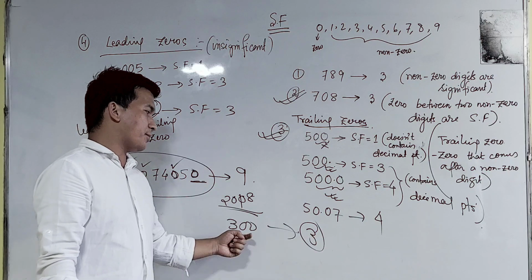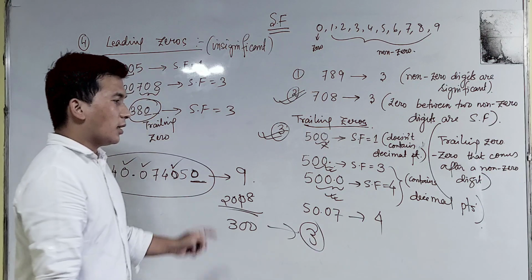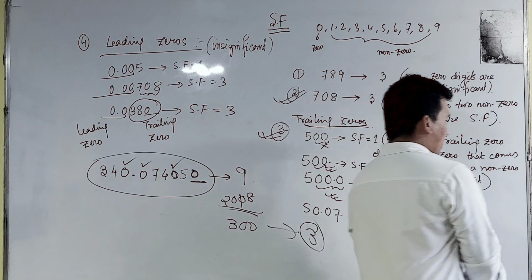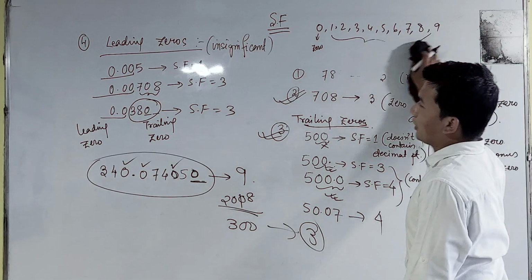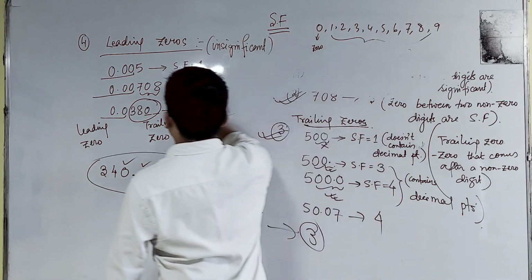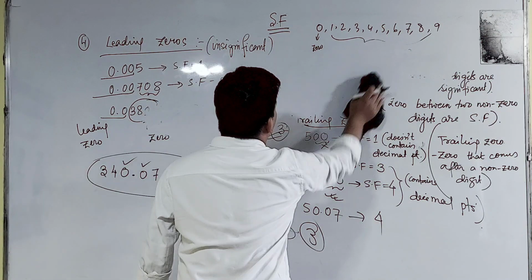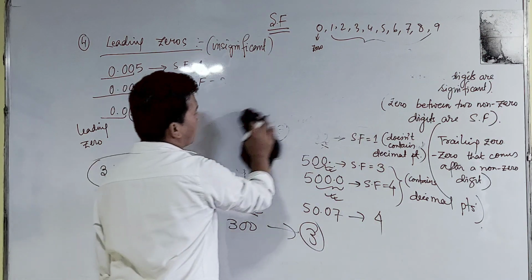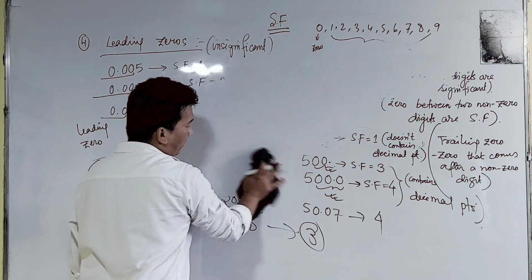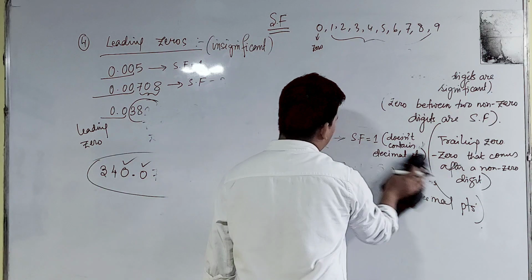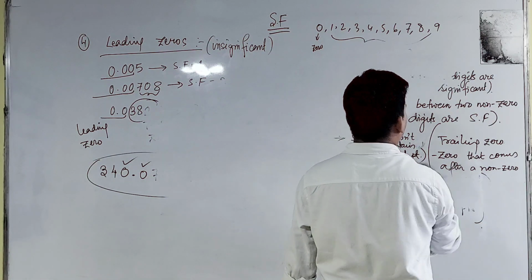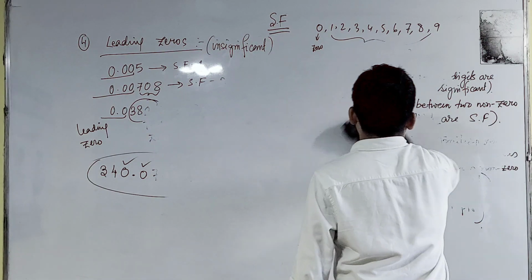Trailing zeros concept, significant figure. The second mode of the question can be based on your calculation, that is addition or subtraction, or it may be based on your multiplication or division.